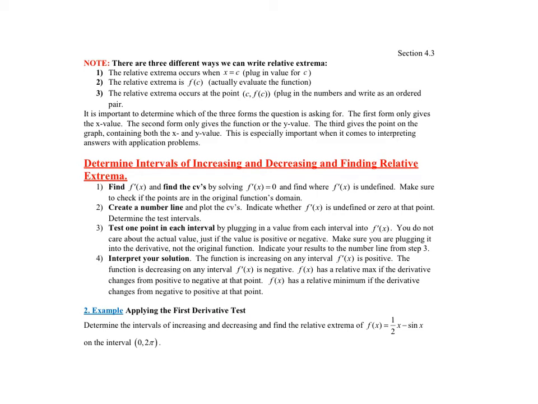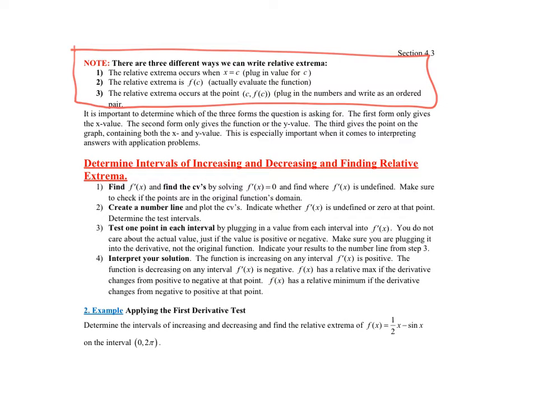So at the top of this page, I just wanted to remind you, depending on the question, you might have to worry about how you write the maximum or a minimum. I told you, sometimes they want just the x value, sometimes they want just the y value, and sometimes they want the ordered pair. For instance, again, if this were a profit function, x would be the number of units to produce, the function value would be the profit.